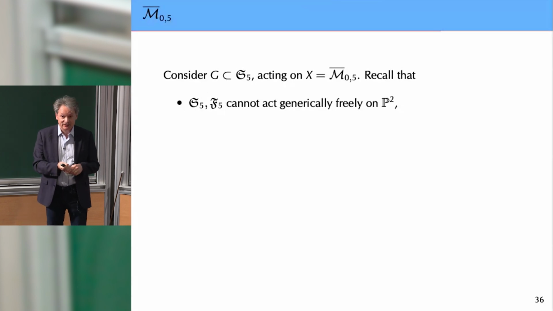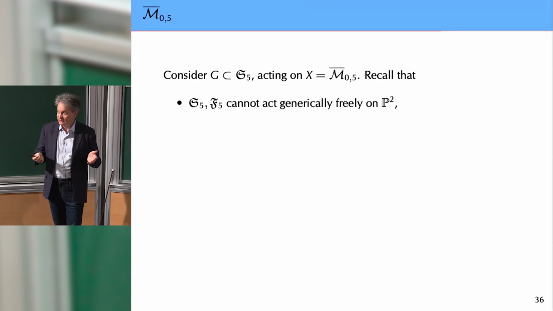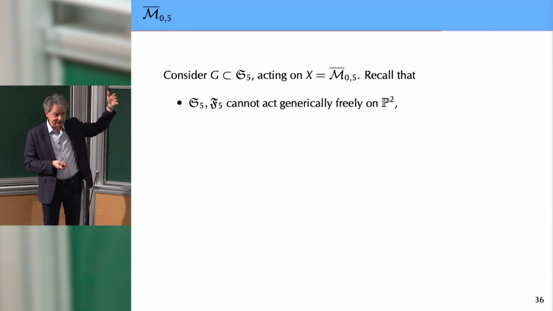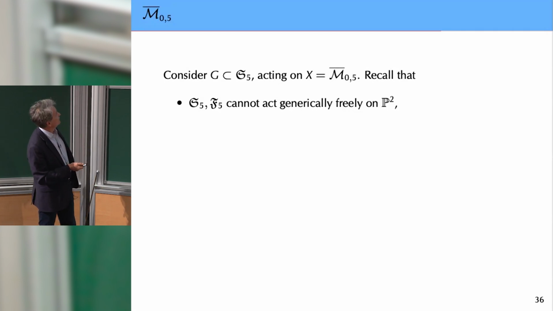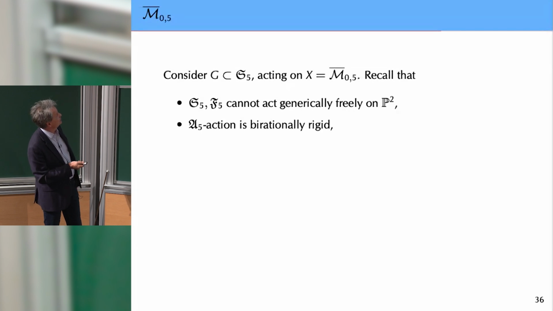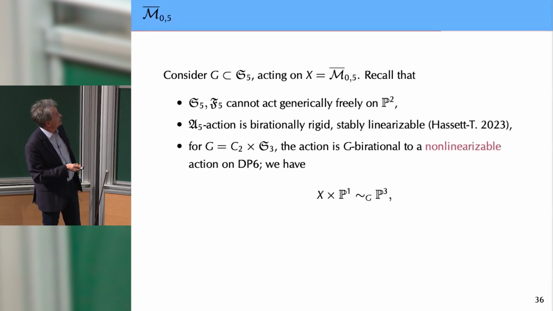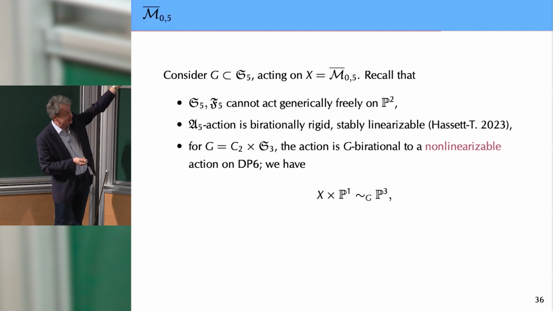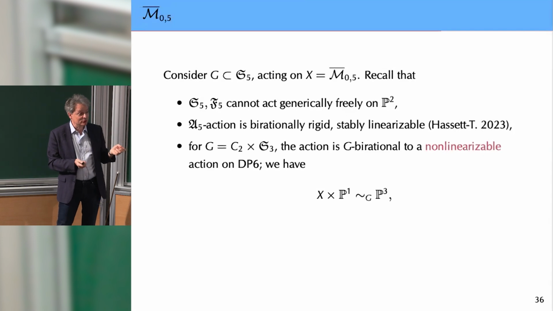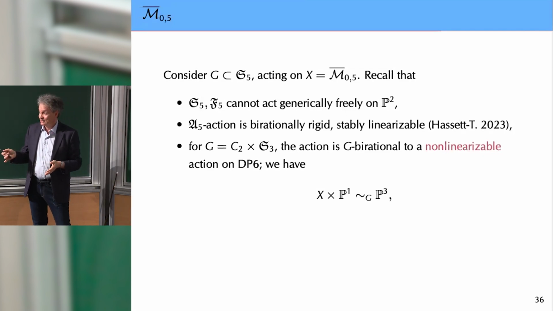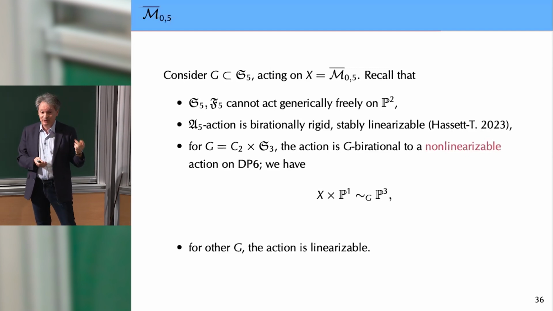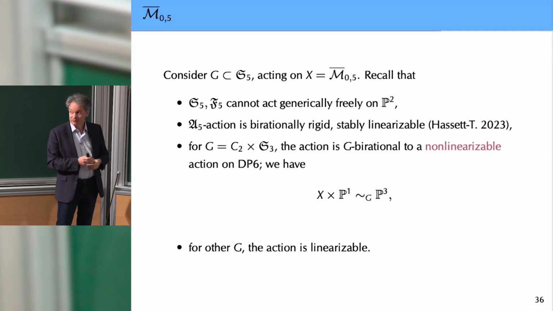Now, as I told you already, we can't hope to get linearizability in this case. So S5 cannot act on P2. So M05 bar is not equivariantly birational to P2. But F5 also cannot act generically freely on P2. The A5 action is rigid. Now there is a C2 times S3 action sitting in S5, and that happens to be birational to a non-linearizable action on DP6, but also on a quadric. But that action is actually stably linearizable. So if you multiply with P1, then you get birationality to P3.